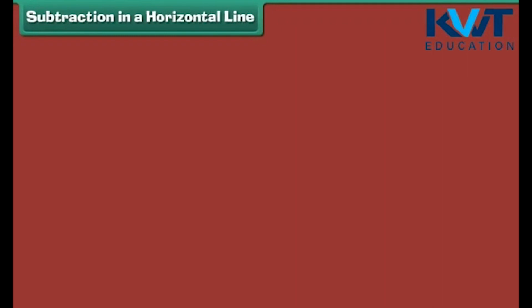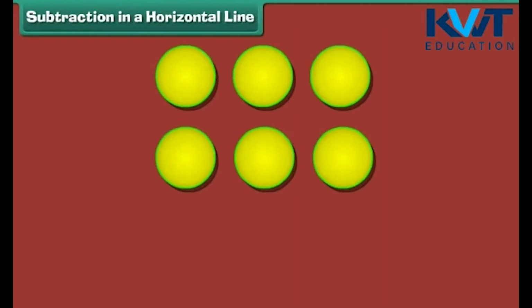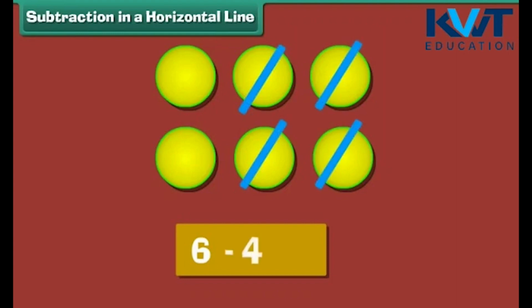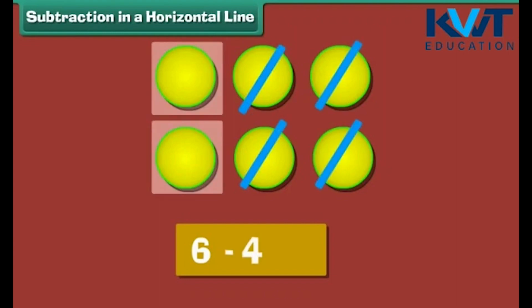Subtraction in a horizontal line. Let us now use dots to subtract numbers horizontally. To subtract 4 from 6, we place 6 dots. Strike off 4 dots. 2 dots remain. Therefore, 2 is the answer.